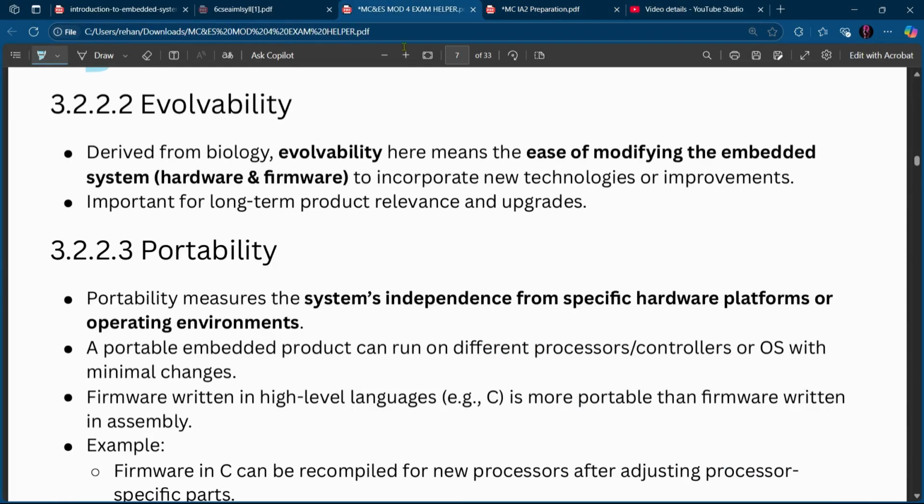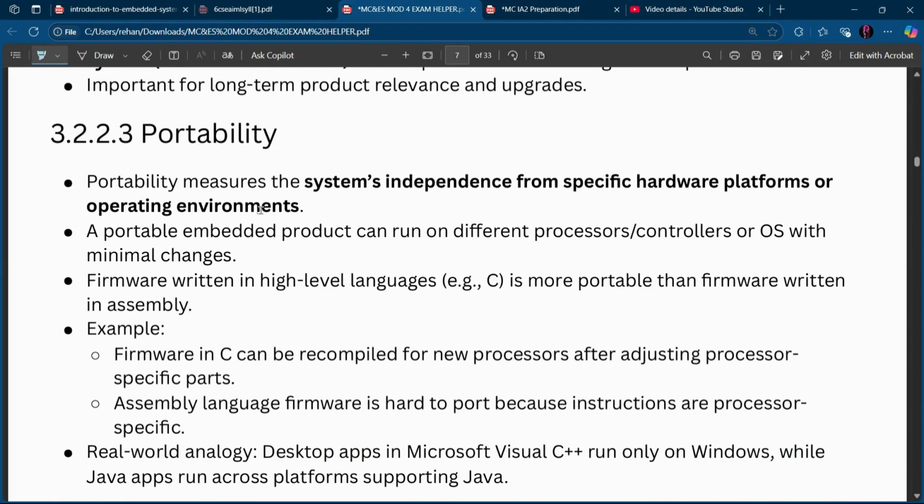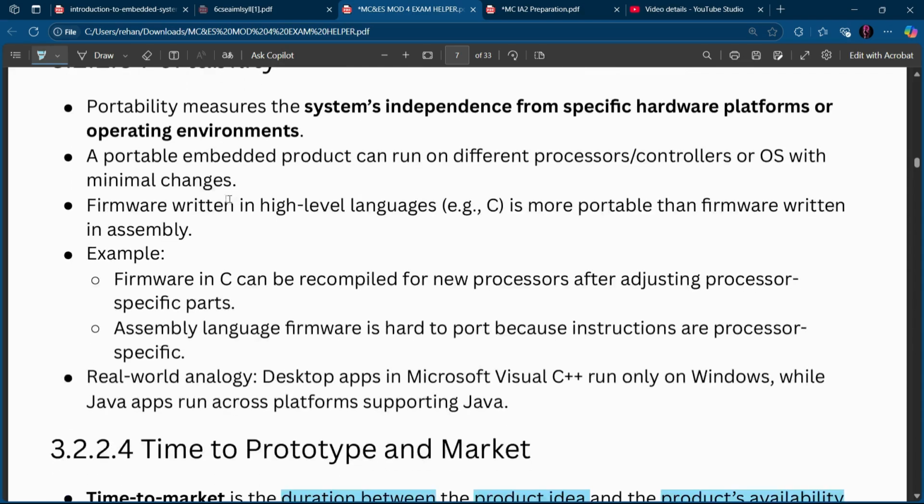Next, portability. It measures the system's independence from specific hardware platforms or operating systems. The embedded system shouldn't work only on a specific platform, either a hardware platform or a software platform. It should work on multiple hardware platforms and multiple software platforms. That's what portability is about.